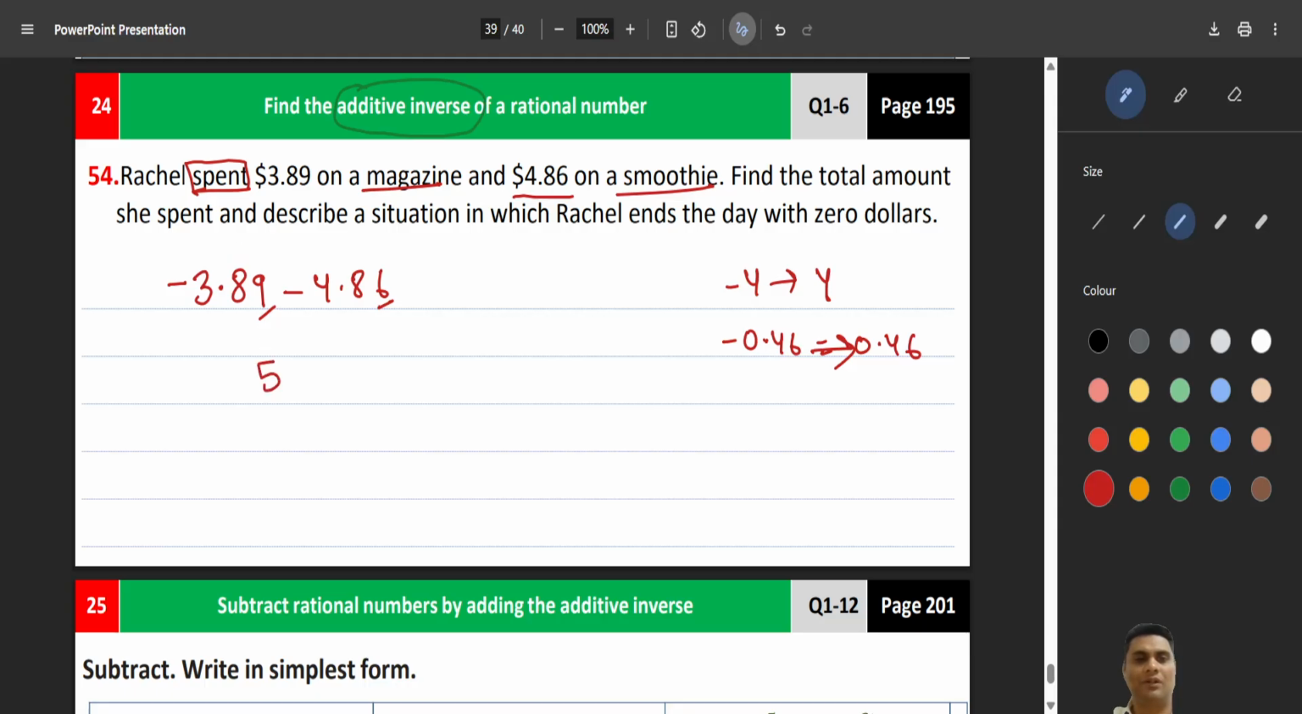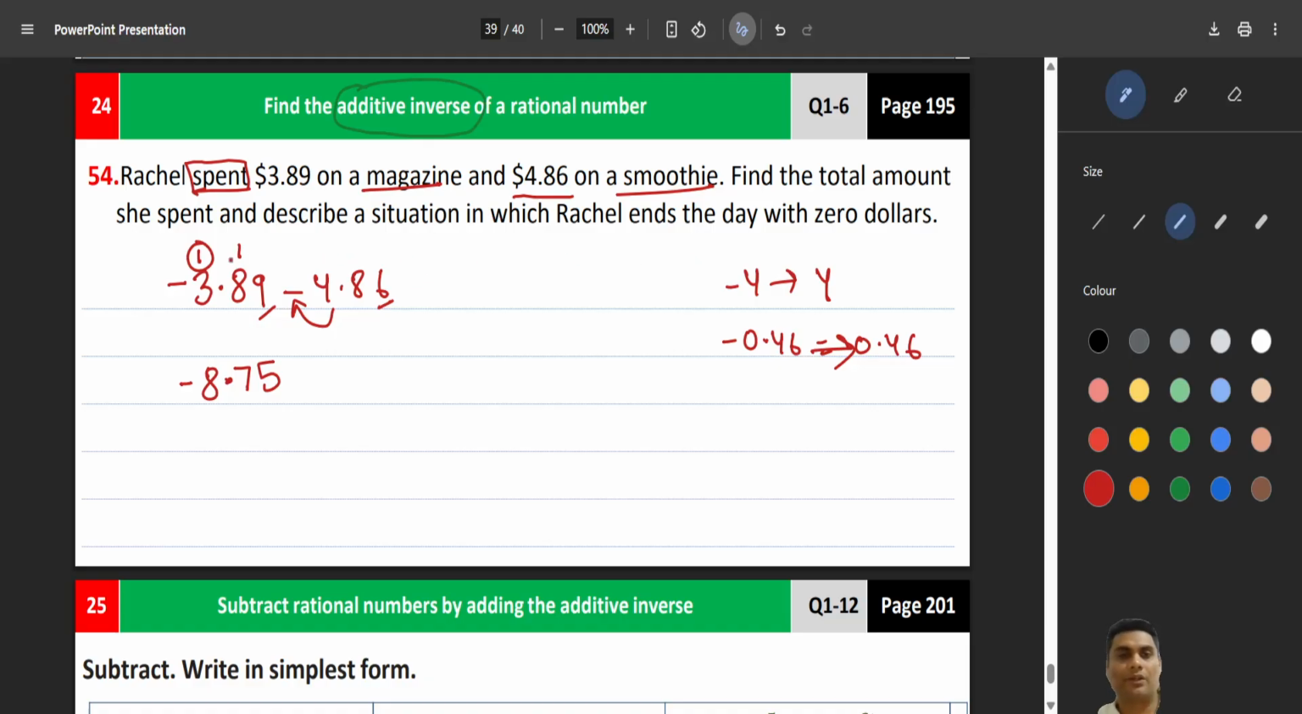5 here, 1 up. 8 and 1, 9. 9 and 8, 17. So 7 here, 1 up. Point, put the point. 3 and 4, 7. 7 and 1, 8. So actually she has spent, the bigger number has minus, so I will put minus. Minus 8.75 yani she has spent $8.75 already.